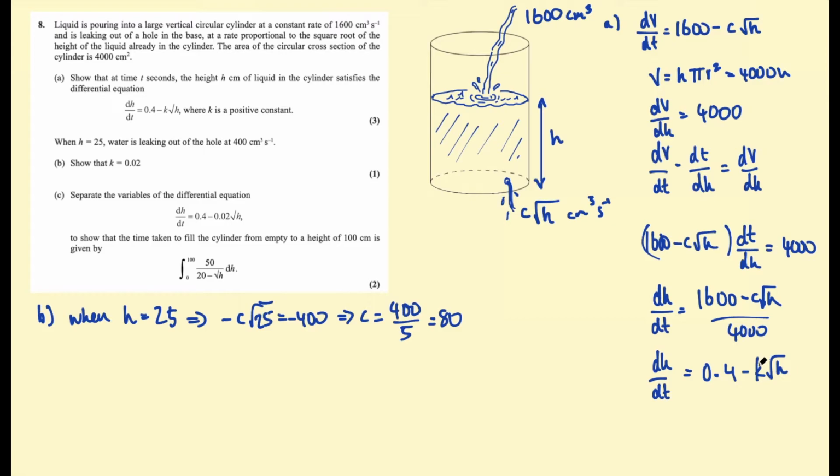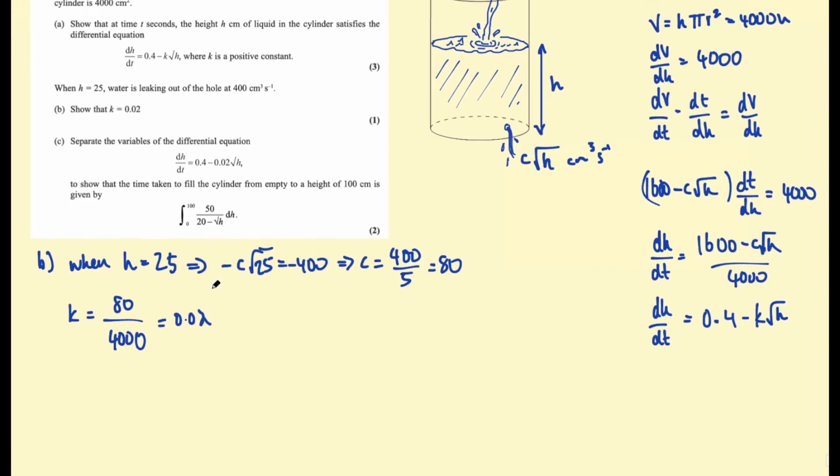And then to work out k, well, we had c divided by 4,000 equal to k. So k is equal to 80 on 4,000, which gives us 0.02 as required. Okay, and part C says separate the variables of the differential equation dh/dt to show that the time taken to fill the cylinder from empty to a height of 100 centimeters is given by this integral here from 0 to 100 of 50 on 20 take root h dh.